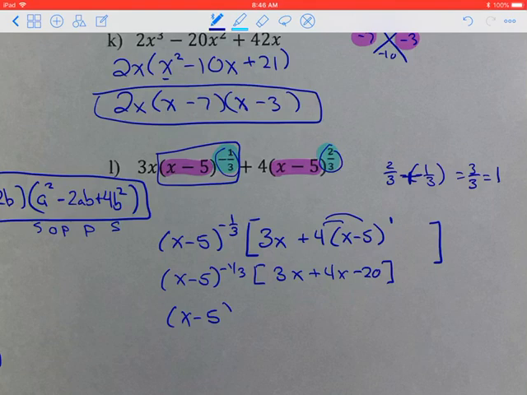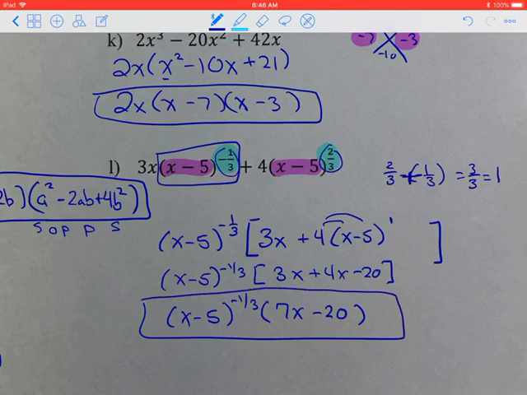So in my final answer, once I've cleaned up these grouping symbols, you might want to just change them back to parentheses. It's okay if you leave them as brackets. And that's going to give us 7x minus 20. So that's a little unusual. That's kind of getting you ready for pre-cal, but that's how you factor with fractional exponents.